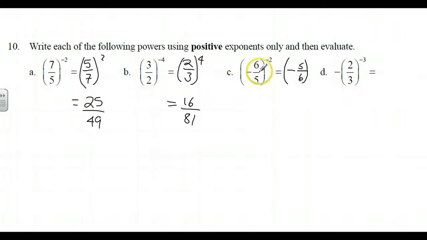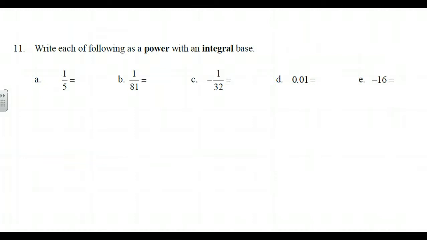Reciprocal. This is still negative. We don't change that because we're taking the reciprocal. And then when we square that, it becomes positive 25 over 36. And the negative of 3 over 2 cubed. So this says the result's going to become negative anyways, right? We're going to do this. So it's the negative of 27 over 8.